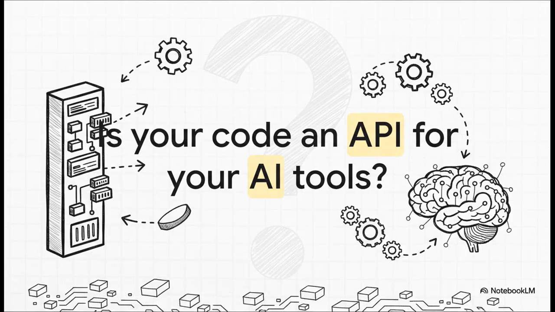So I'll leave you with this one final thought. We're moving into this new era of AI-assisted development. So the question we have to ask isn't just, is my code maintainable for humans? The real question is, is my code structured enough to be an effective API for my AI tools? Because how you answer that is going to define the speed and scalability of your team for years to come.